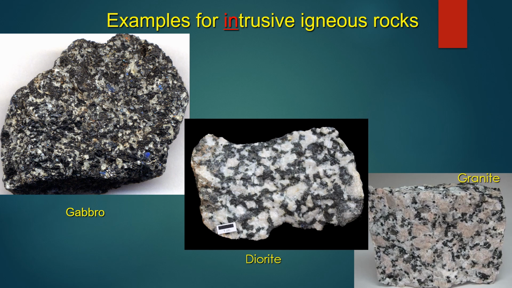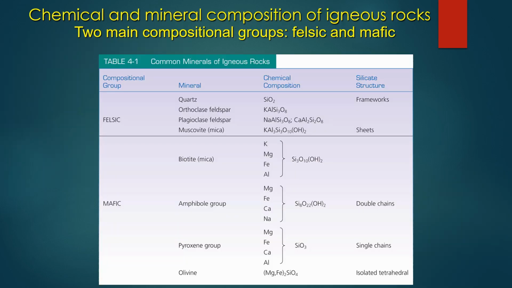From these pictures, we can recognize two groups of minerals in all three rocks. They are light-colored minerals and dark-colored minerals. The most recognizable difference among the three rocks is the relative amount of the two groups of minerals. From gabbro and diorite to granite, the amount of dark-colored mineral decreases. This is due to the compositional difference among the rocks.